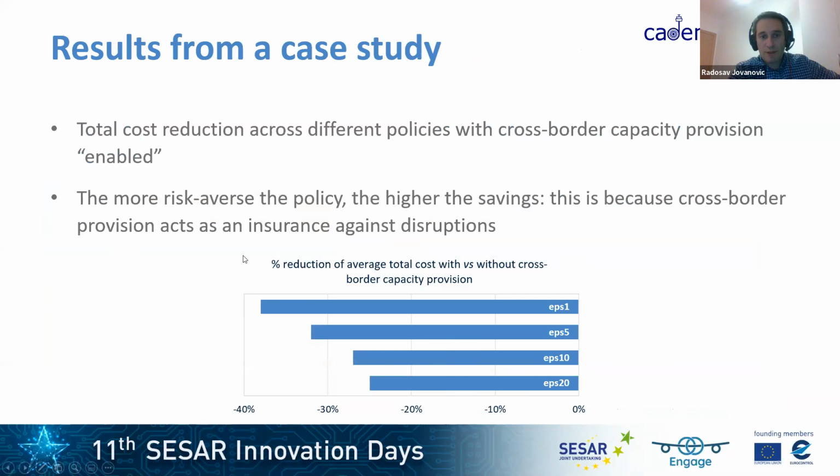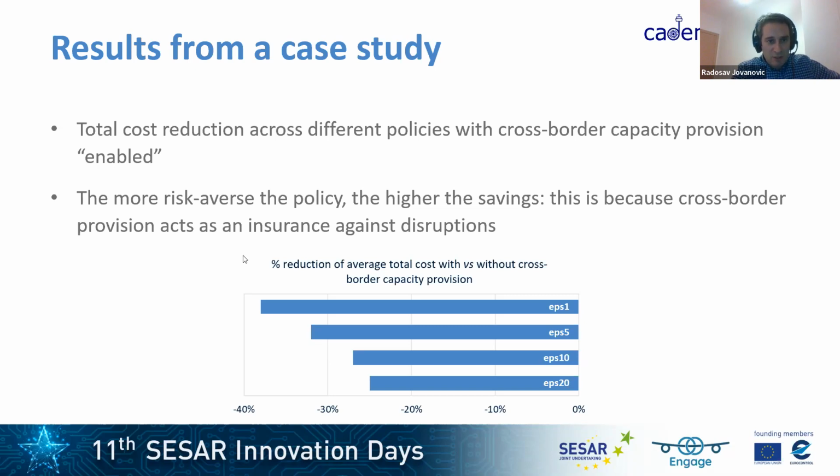Yeah, so the results, very briefly, testing a number of these. Unsurprisingly, or perhaps intuitively, this is what we expected or were hoping for. In total, there is a reduction of cost when the cross-border capacity provision is enabled in comparison to the scenarios when there is no cross-border capacity provision.